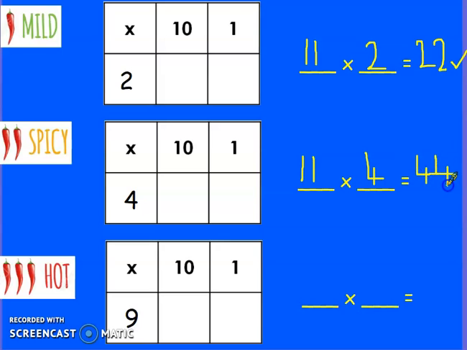I hope you're shouting these answers out at the screen as we go through. The hot challenge asked you to calculate 11 times 9. The answer was 99. Well done to those people who did all three challenges and got them correct. Let's move on to the next part of our lesson.